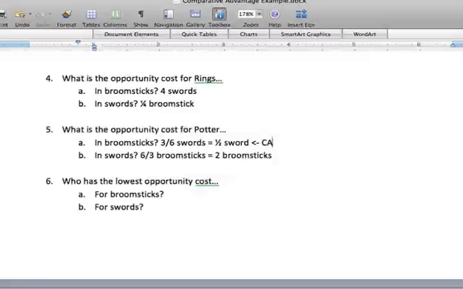When it comes to making swords, Rings has an opportunity cost of 1/4 of a broomstick, and Potter has an opportunity cost of 2 broomsticks. Rings has the lower opportunity cost, and since they have to give up less to make swords, they have the comparative advantage in making swords, and Rings should be the one making swords.